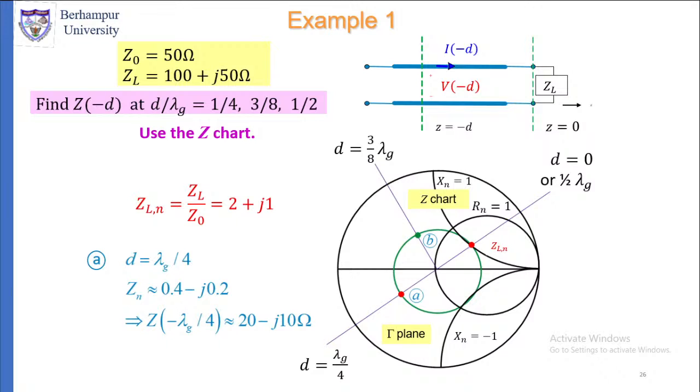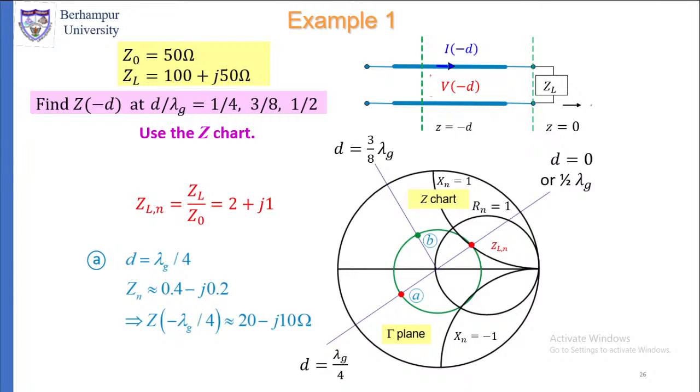That you can find out easily by moving half a circle on the VSWR circle. So what you will do is draw a straight line passing through the center of the Smith chart and ZLN. Elongate the straight line. You can see there is a straight line which is passing through ZLN and the center of the Smith chart. That you have to do. And then on the VSWR circle, move half a circle.